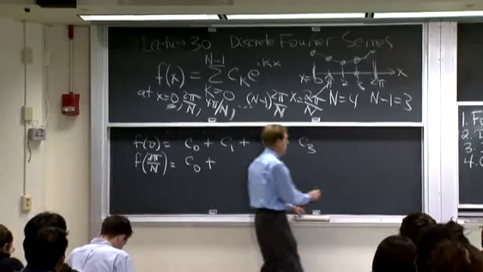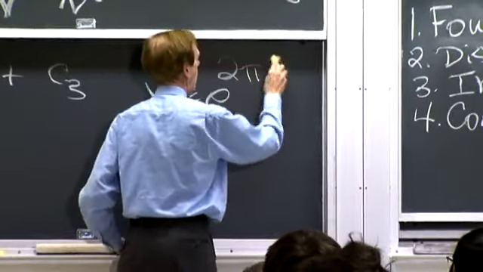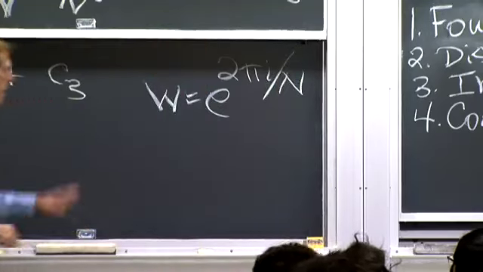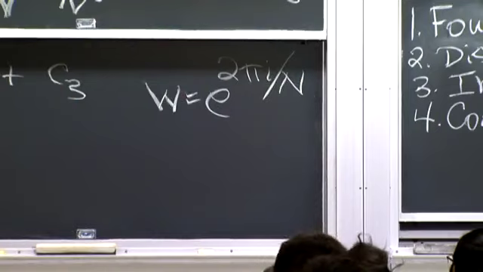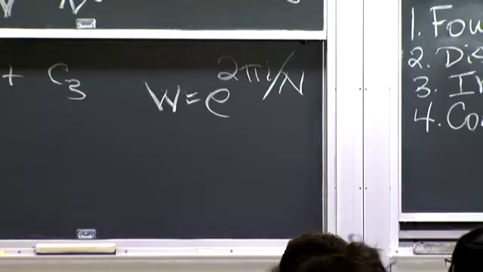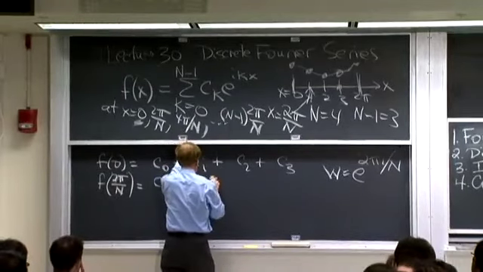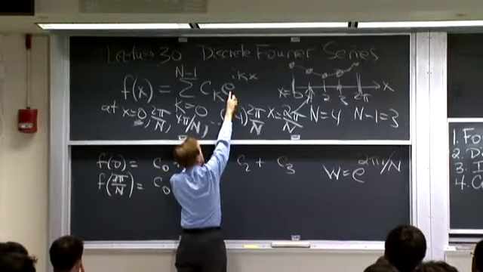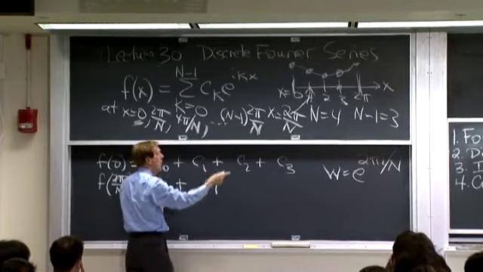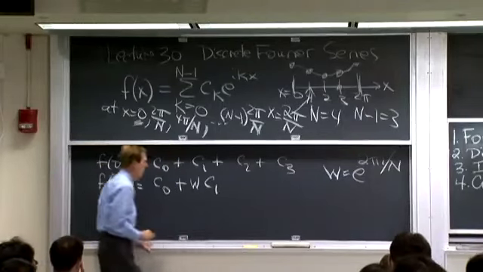The important number in this whole business is, I'll call it w, e to the 2 pi i over n. That's a complex number, and we'll place it in the complex plane. So you must get to know that number, w. Because when I plug in x equal, k is now 1 here, so I have C1 times this e to the i 1, 2 pi over n. What is that? W. So it's w C1.